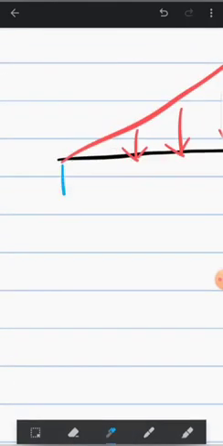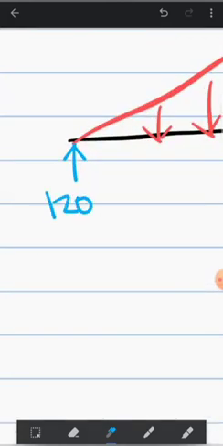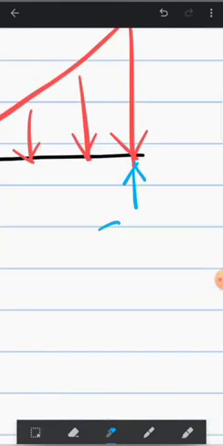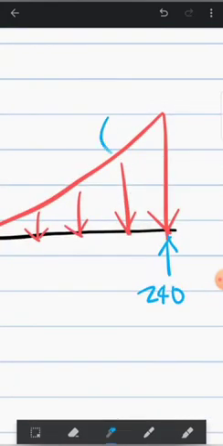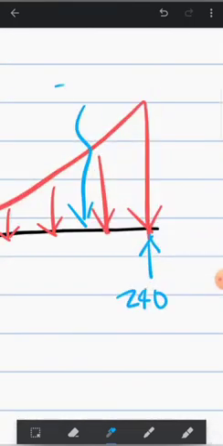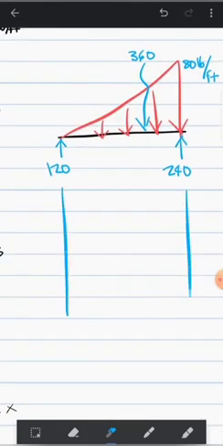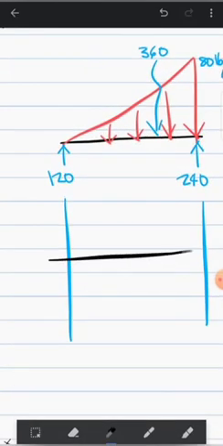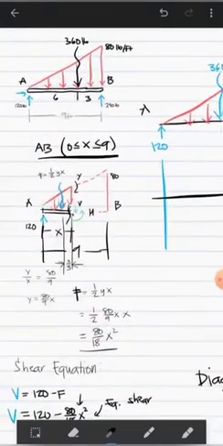Original. And then this here is what? That's 120, then 240 to the other side. 240. And this here is 360 ba to? Yes, 360. Kay dire 80 pound per foot. So for shear, ato rang kuanon. This is A right here, di ba? A and B.